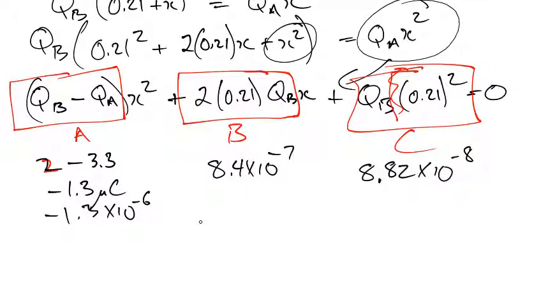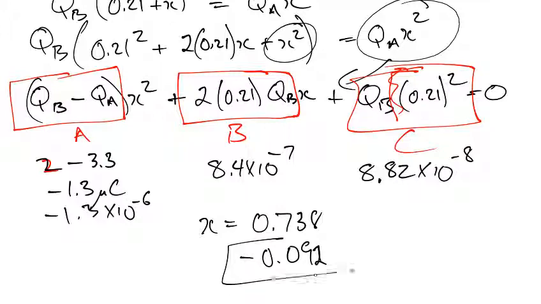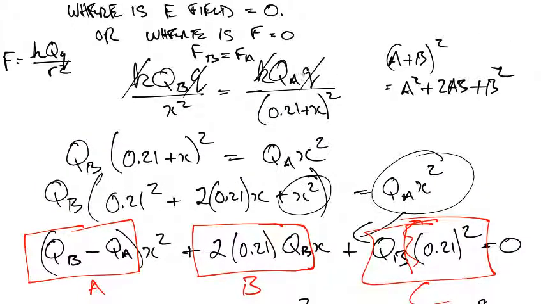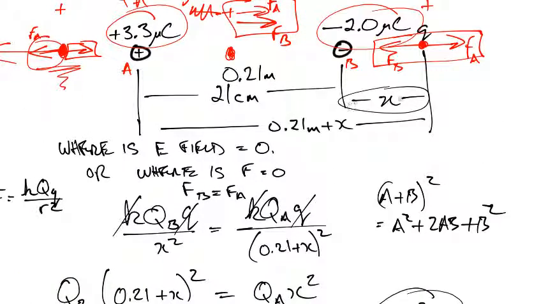Okay? So x is going to equal either, using the quadratic formula now, which I've plugged through my calculator using A, B, and C coefficients, 0.738 or negative 0.092. Now, obviously this is wrong, and why is it wrong? Because if we go and look at the picture, a negative value for x would mean that it's on the left-hand side of charge B. So right about there.